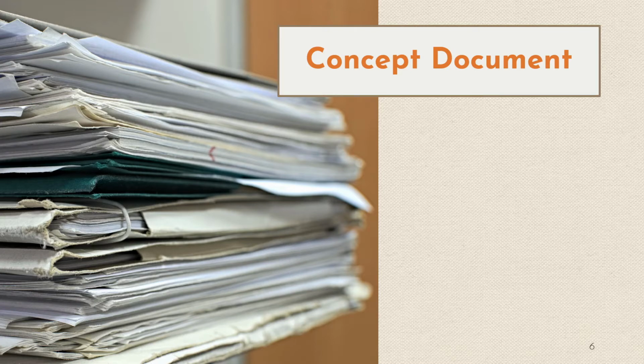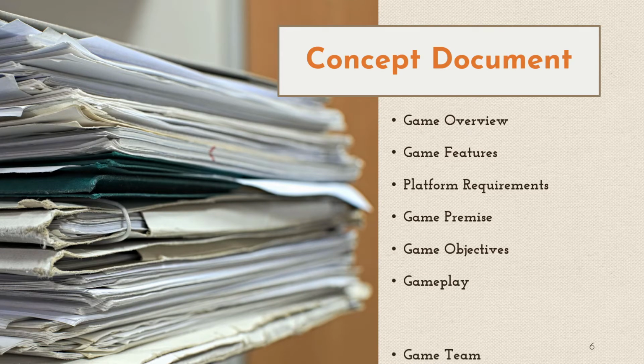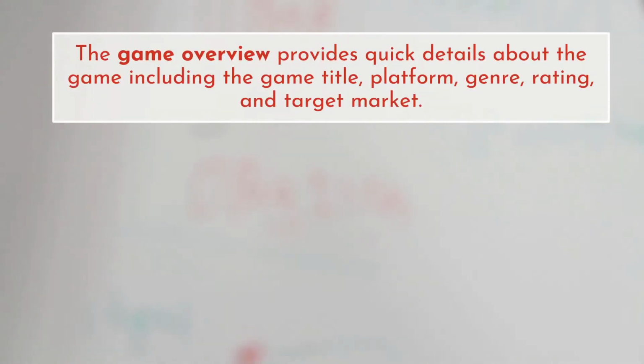The concept document is made up of several parts, including the game overview, the game features, platform requirements, game premise, game objective, gameplay, and game team. The game overview provides quick details about the game, including the game title, platform, genre, rating, and target market.